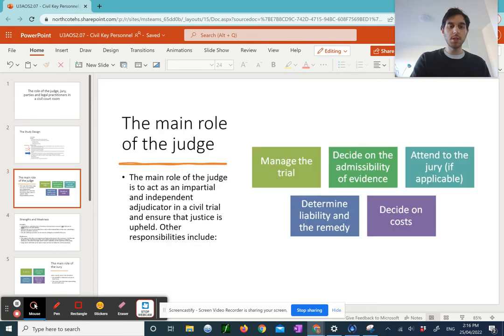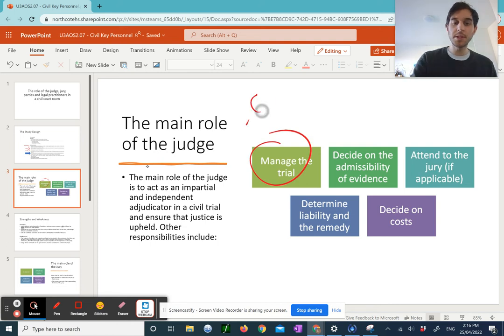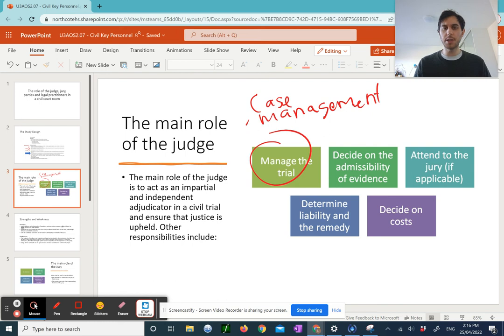So, starting with the judge, their main role is to act as an impartial and independent adjudicator in the civil trial. And as part of that, they've got a number of other responsibilities. First of all, they'll manage the running of the trial. So they have a number of what's called case management powers, which let them manage the trial in a way to try and make sure things are finished efficiently and as quickly as possible.